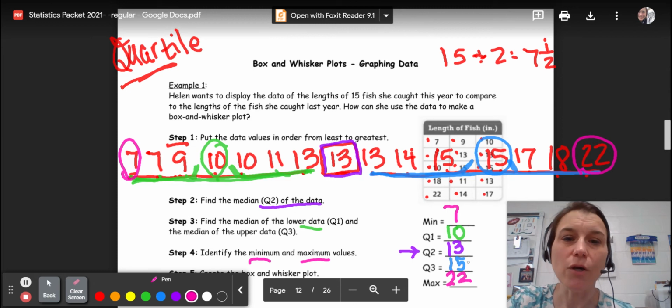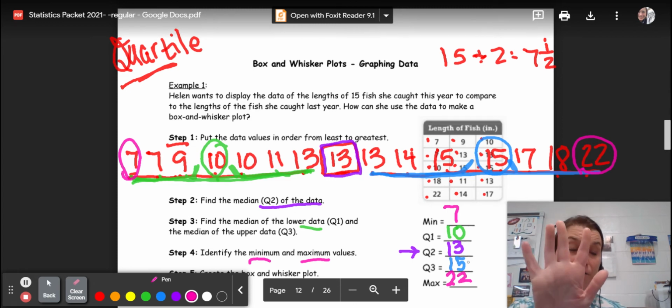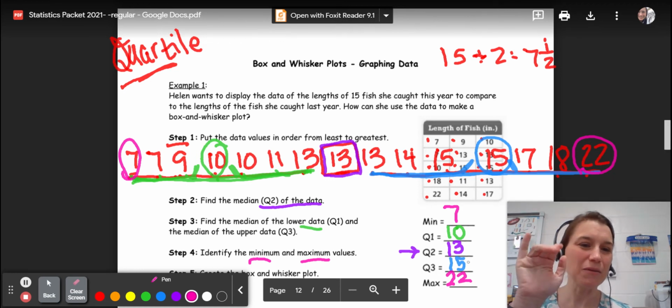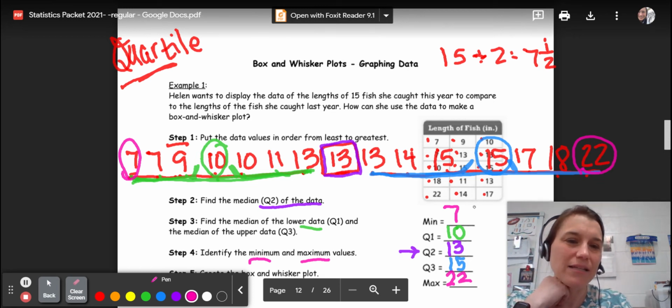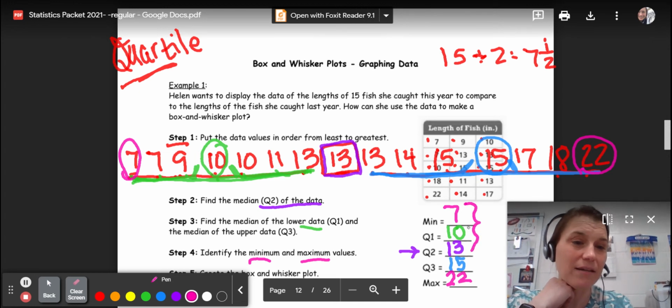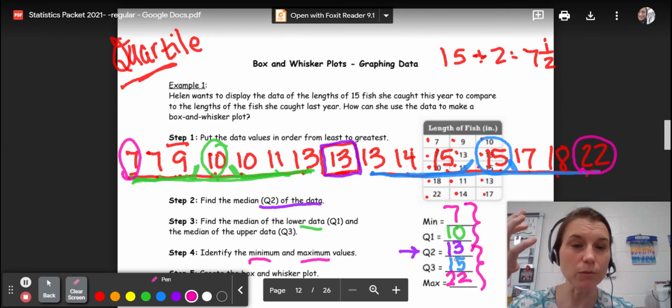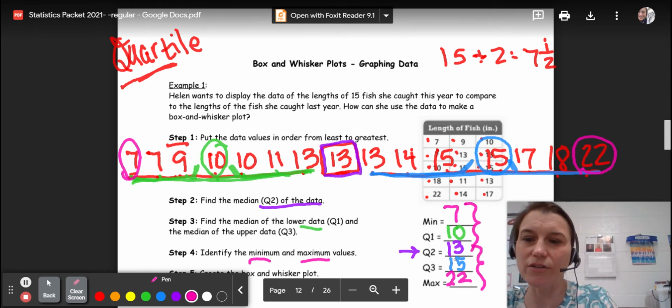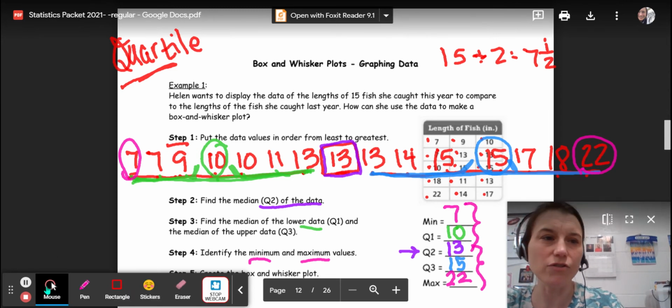Okay, so what do I have now? I have 5 numbers. This is called my 5-number summary. I have the smallest piece of data, I have the greatest piece of data, and then I have the 3 quartiles in the middle. So this is the lower end of the data, the median would be 10, and this is the upper end of the data, and the median would be 15. So that 5-number summary is going to be used to create my box and whisker plot. Once I have that, everything gets to be a lot easier now. So I'll show you what we do next.